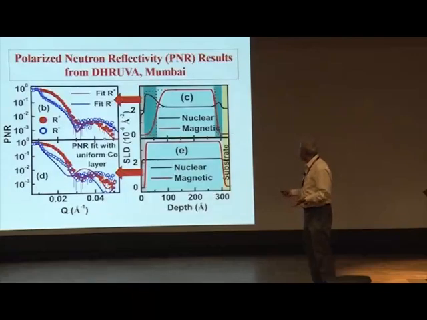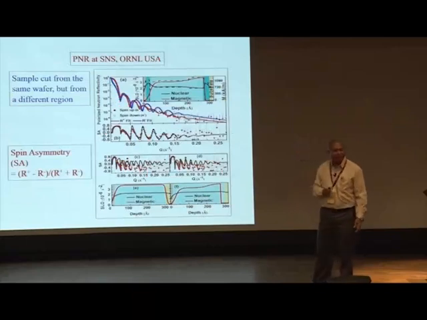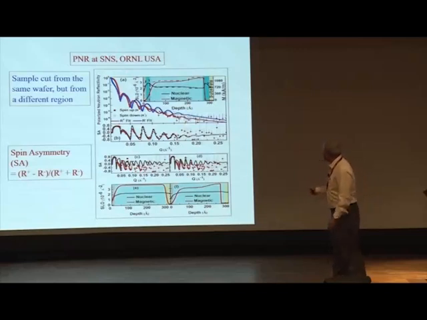Wait, how did it jump? The best neutron source available in the world is the Spallation Neutron Source at Oak Ridge National Lab, USA. Now here again you see that you need the magnetic moment density going to 0 here, and this is the actual density going up here and here.